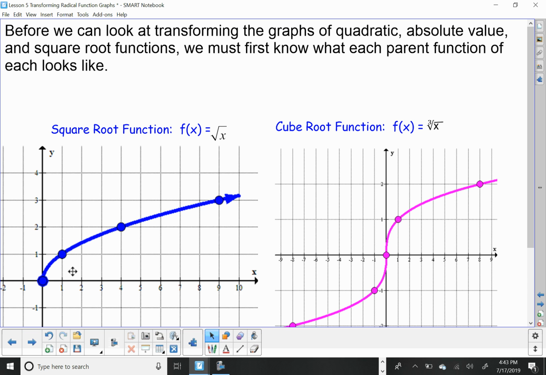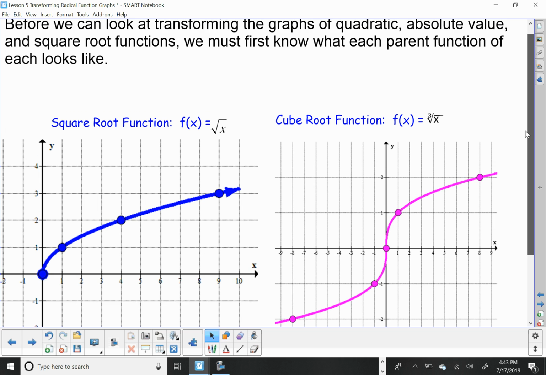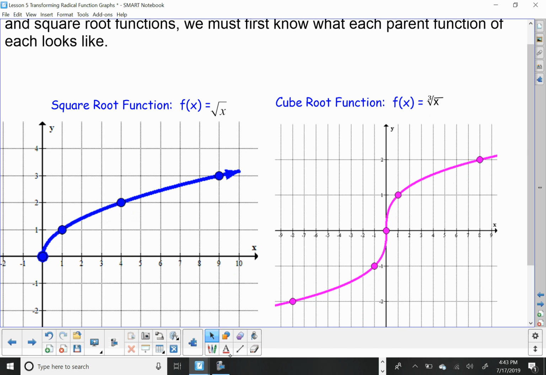So, what's up first? Well, first, the square root function and the cube root function. We've actually already talked about the square root function when we did transformations, so this is really a review. Here, the square root f of x, or y, is equal to the square root of x.